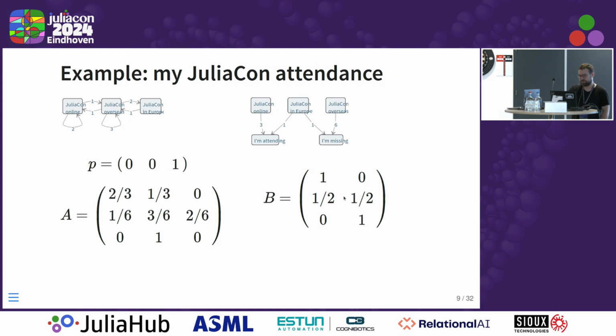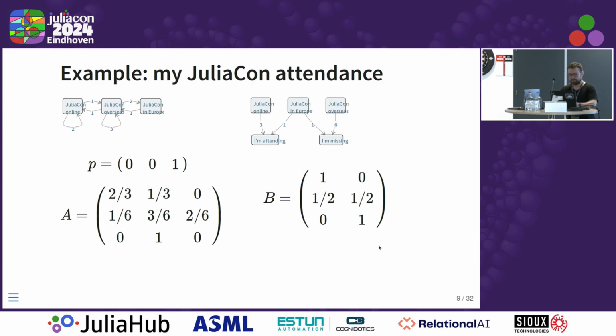And here, similarly, we have an emissions matrix where if I'm in the state online, the probability is 1 for me to attend. If I'm in the state JuliaCon being overseas, I will never attend. And if it's in Europe, well, it depends how far I am and whether I'm busy at the moment, but I'll try to make it because I can make it by train. So these are our parameters.